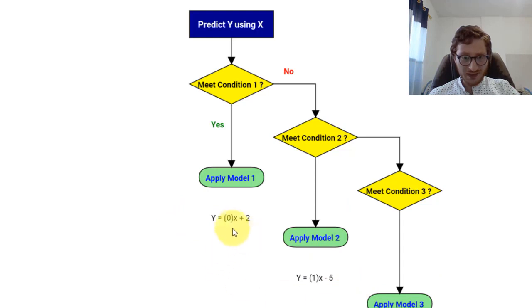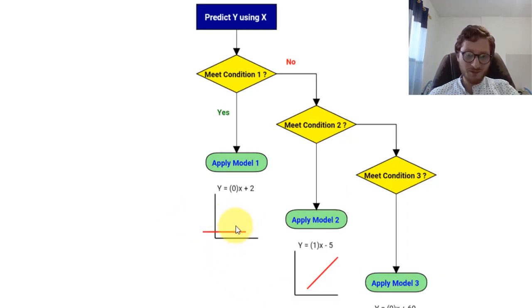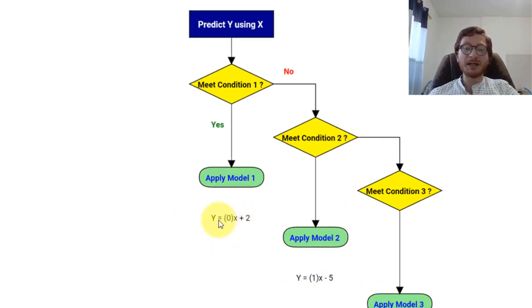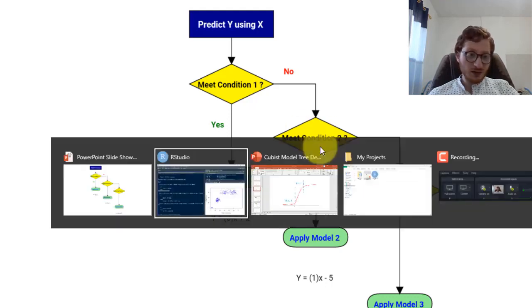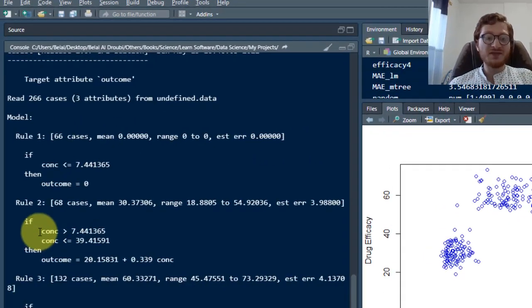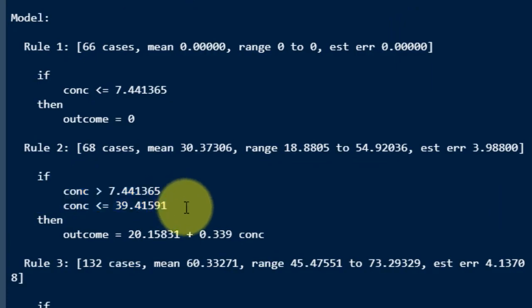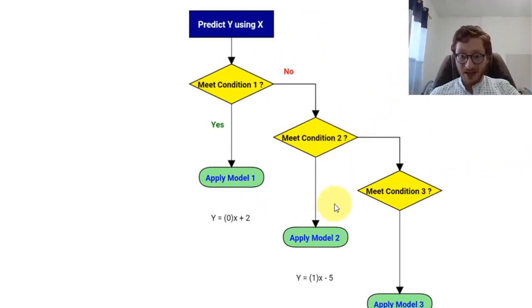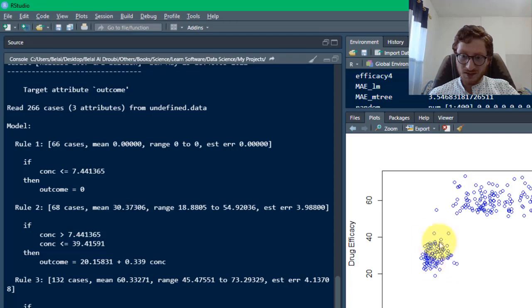It's actually 0 plus zeros, it's all 0. Okay, if we haven't met this condition, so if it's above 7, then we go to the next condition, which is being above 7 and below 39. So do we meet this? And this applies to this cluster of data.